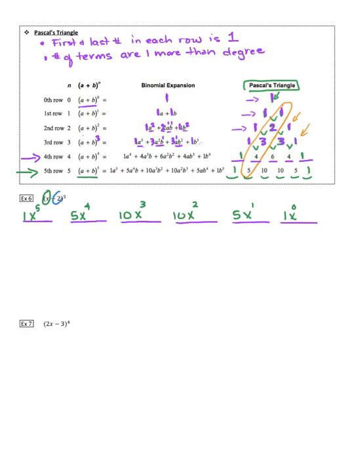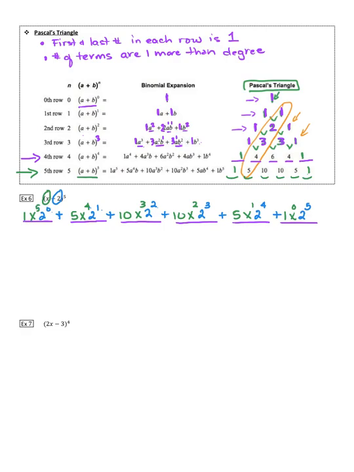Then I go to my plus 2. And since it is plus, I know everything here is going to be positive. We'll talk about when it's negative in the next one. And I do it backwards. So this now starts at 2 to the 5th, because that was our highest power, then 2 to the 4th, then 2 cubed, then 2 squared, 2 to the 1, and 2 to the 0. Notice that the exponents all add up to 5, so you set it up correctly.